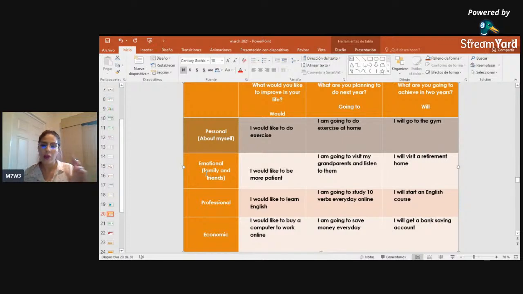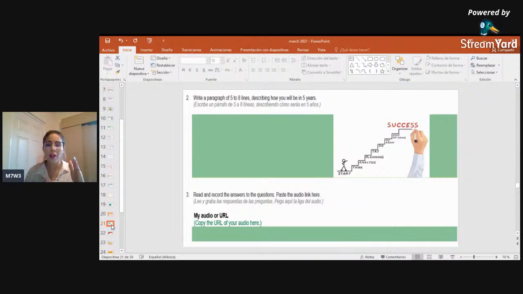En ese caso, irlo dividiendo solamente por categorías, ¿ok? Para que no tengan que estar leyendo pregunta por pregunta. Yo las preguntas ya me las sé. Lo importante es la estructuración del will, going to y el would, ¿ok?